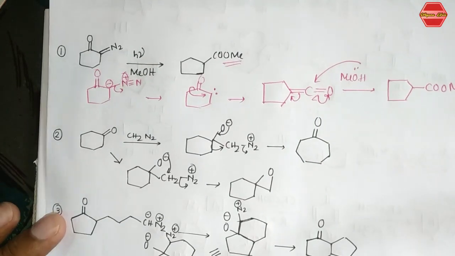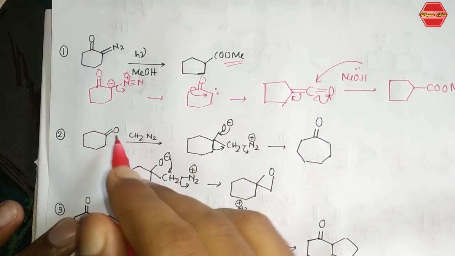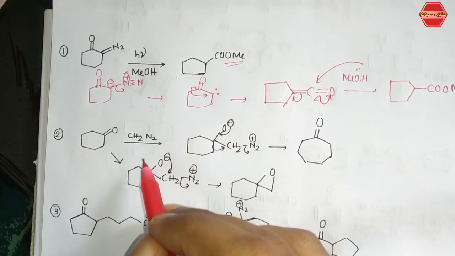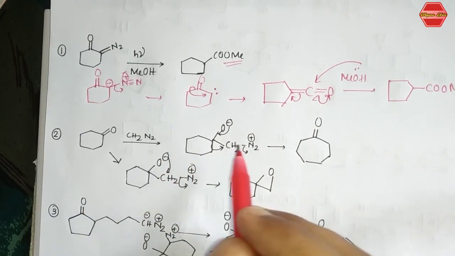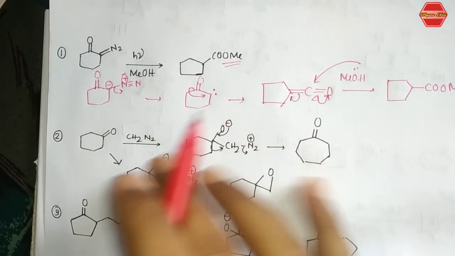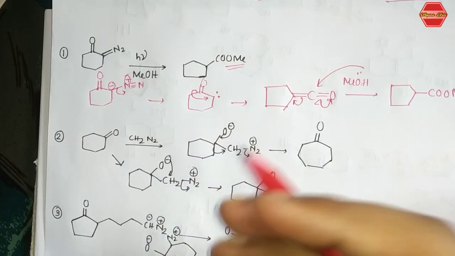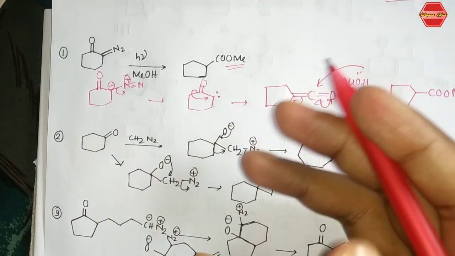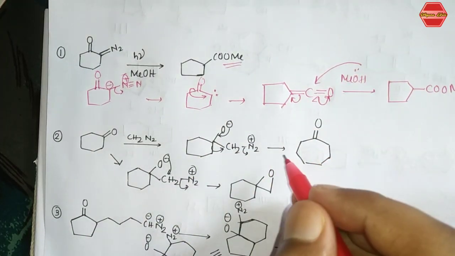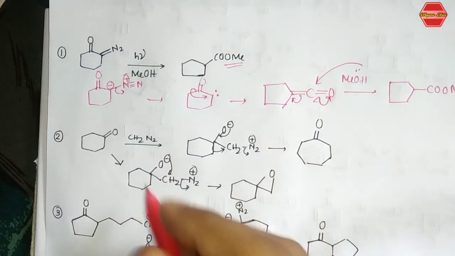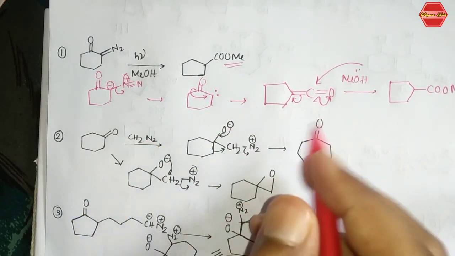Now let's see the next example, that if we use cyclohexanone and if we use this diazomethane, then there is a possibility of two types of product, right? One is the ring migrated product, and another is this kind of epoxide ring. Okay, now how does this reaction take place?